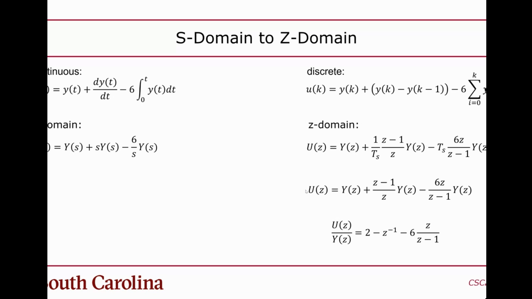And then I can come up with a transfer function much the same way I did in the S domain, which is by taking y of z and moving it to the denominator of the left-hand side, under the output, u of z. By doing this, I've now decided that u is my output and y is my input. And so the transfer function becomes 2 minus z to the minus 1 power minus 6 times z over z minus 1. So that's the function. And of course, you can put this into a proper ratio form by just manipulating, multiplying both sides by z.